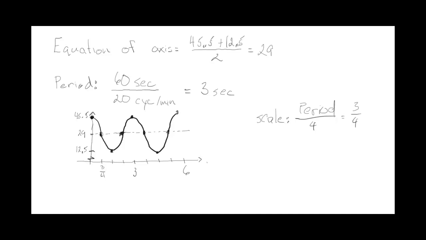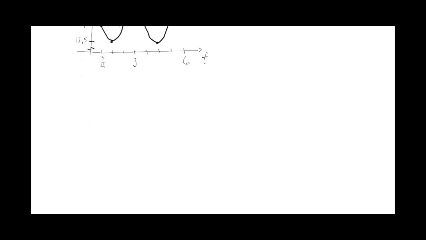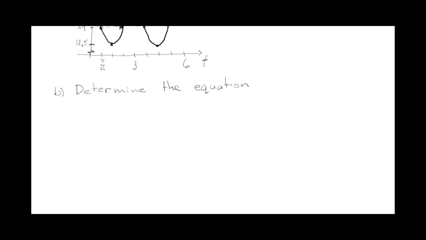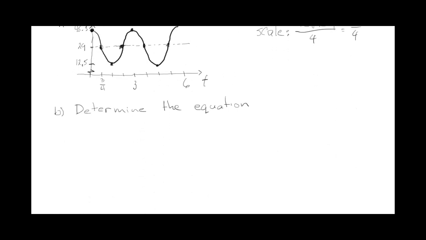Make sure you label the axes. This was t, this was h for height. So that would be what the graph would look like. You'd likely also want to be able to get the equation, but the equation shouldn't be too hard because we figured out pretty much everything we need. We know the A value, right? The A value was 16.5. We know the C value, the vertical shift, is 29.